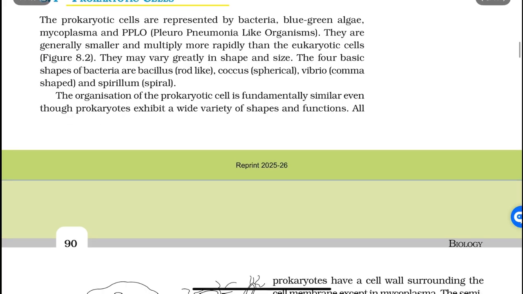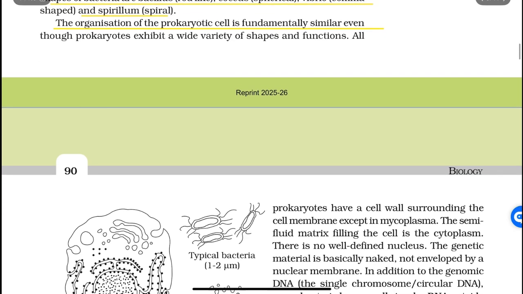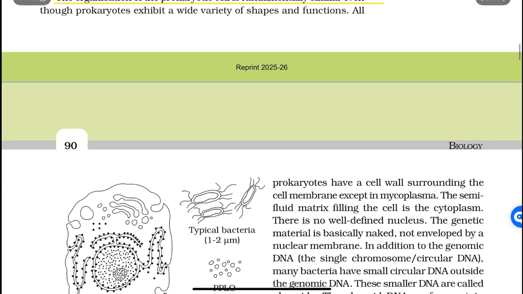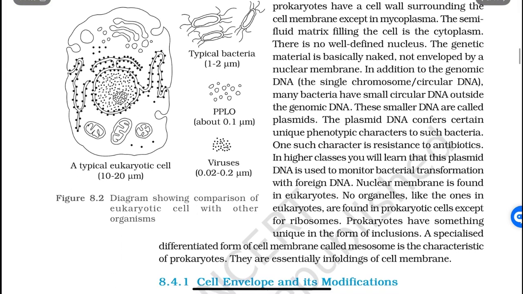Prokaryotic cells. The prokaryotic cells are represented by bacteria, blue-green algae, mycoplasma, and PPLO, or pleuropneumonia-like organisms. They are generally small and multiply more rapidly than the eukaryotic cells. They may vary greatly in shape and size. The four basic shapes of bacteria are Bacillus, Coccus, Vibrio, and Spirillum. The organization of the prokaryotic cell is fundamentally similar even though prokaryotes exhibit a wide variety of shapes and functions. All prokaryotes have a cell wall surrounding the cell membrane except in mycoplasma.